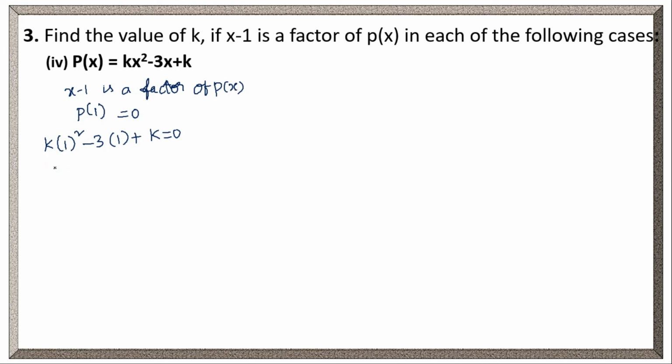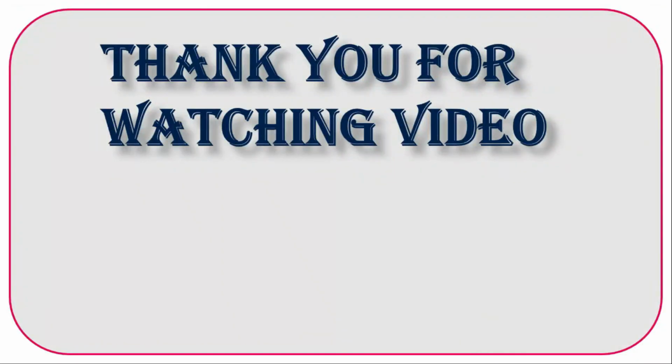1 square is 1. 1 into k, k, minus 3 plus k equal to 0. k plus k, 2k equal to, if I take minus 3 to other side, plus 3. It will become k equal to 3 by 2. Here we got the value of k by using factor theorem. Right? Clear?